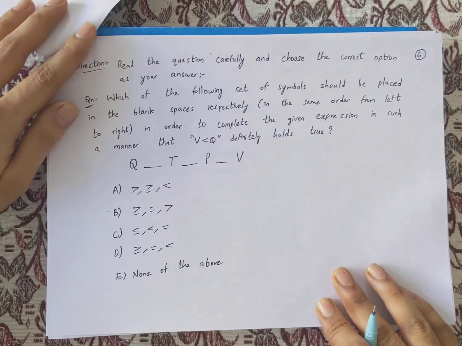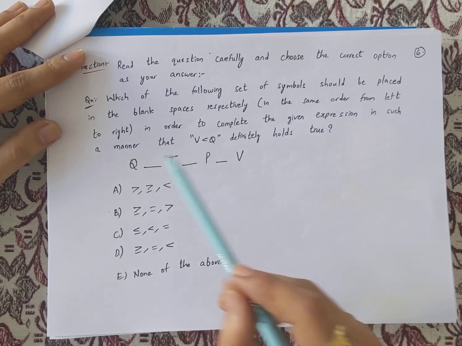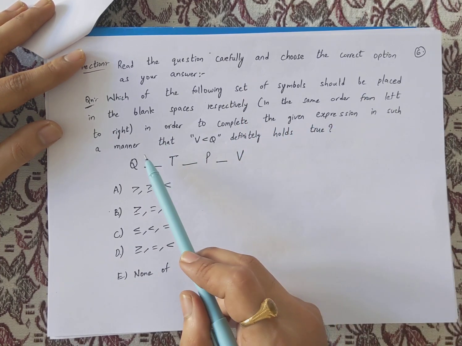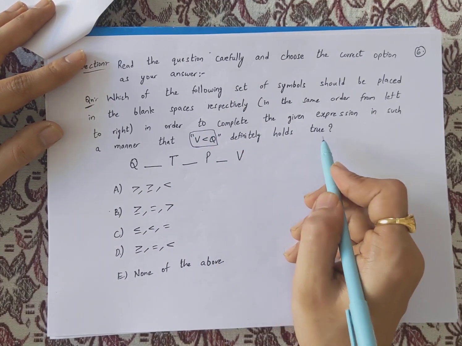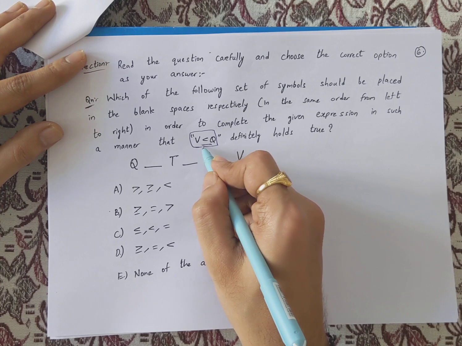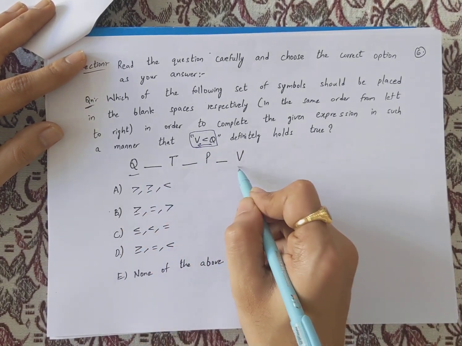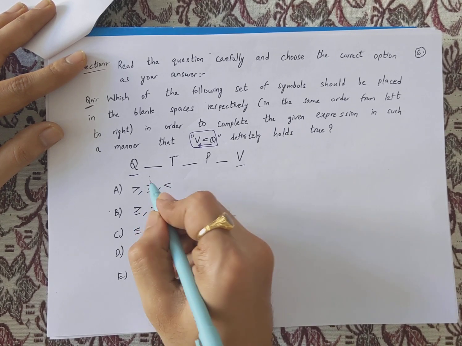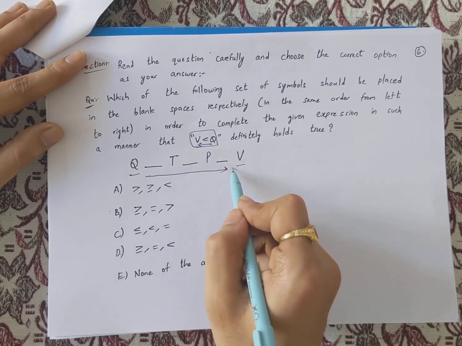So this is a different question. Which of the following set of symbols should be placed in the blank spaces in order to complete the given expression in such a manner that V is less than Q definitely holds true? It means that from Q we should be able to move towards V. So Q is here, V is here. We need to find comparison signs such that from Q we can move to V. So from left we need to move to right.